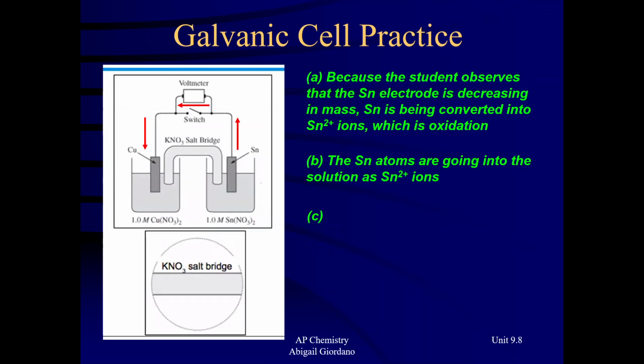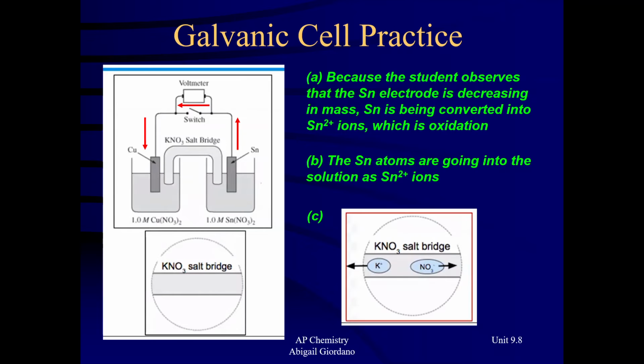Okay. Now, based on the way those red arrows that I drew in there, there's going to be a big buildup of negative charge in the left-hand side, that copper half cell. So how do we combat that? We're going to have some positively charged potassium ions flowing to the left, and some negative nitrate ions are going to flow to the right, okay, to combat that imbalance in charge.